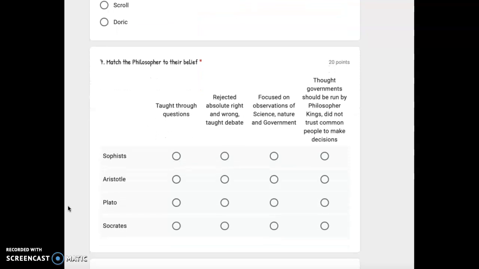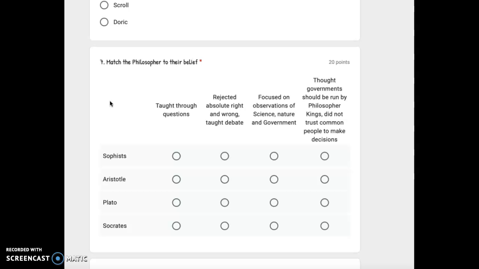Number 7. Match the philosopher to their belief. So you're choosing one response for each philosopher. So your choices are taught through questions, rejected absolute right and wrong and taught debate, focused on observations of science, nature, and government, or thought governments should be run by philosopher kings and did not trust common people to make decisions.